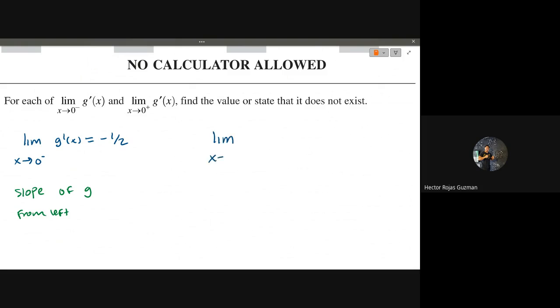The limit as x approaches 0 from the right of the derivative is undefined because there's a vertical tangent. I'm just giving you guys the justification, but in the rubric, it doesn't give you the point for that. You just have to state that it's undefined. Now, let me show you why.